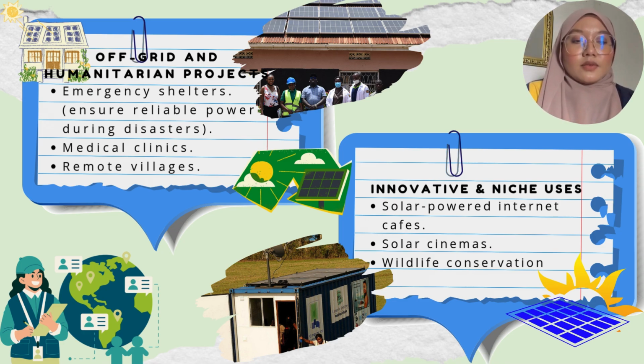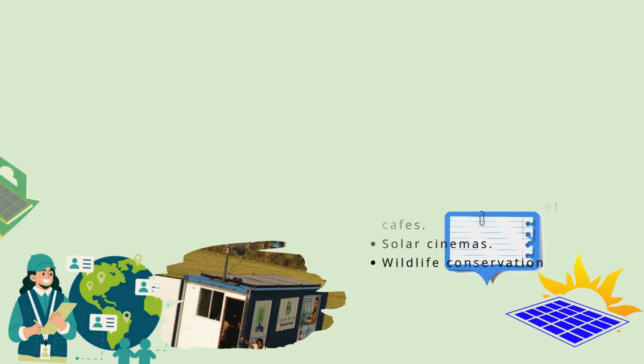For example number 4, solar is also used for innovative and niche uses. For example, solar-powered internet cafes. Projects like Zubabox in Kenya use solar panels to power internet access in remote locations. Another is the Seoul Cinema in South Wales, a fully solar-powered mobile movie theatre. And solar panels power conservation centers such as those in Kenya, supporting environmental and wildlife protection efforts.